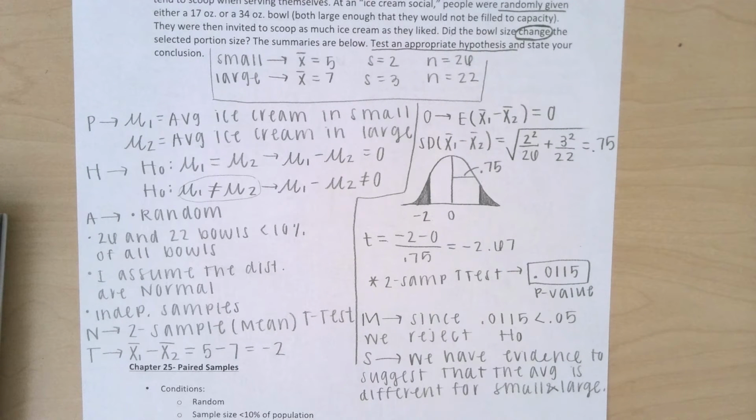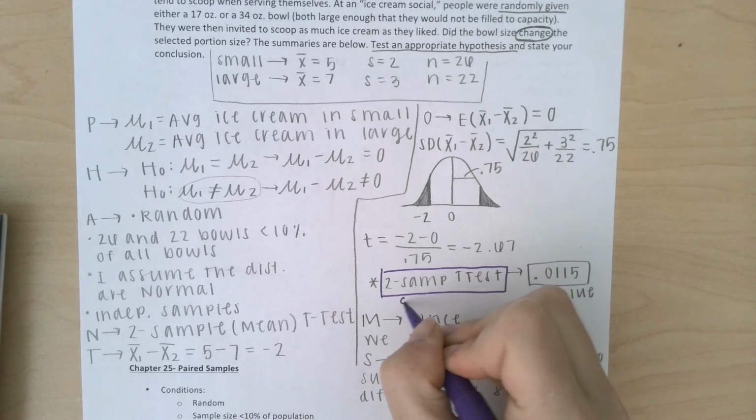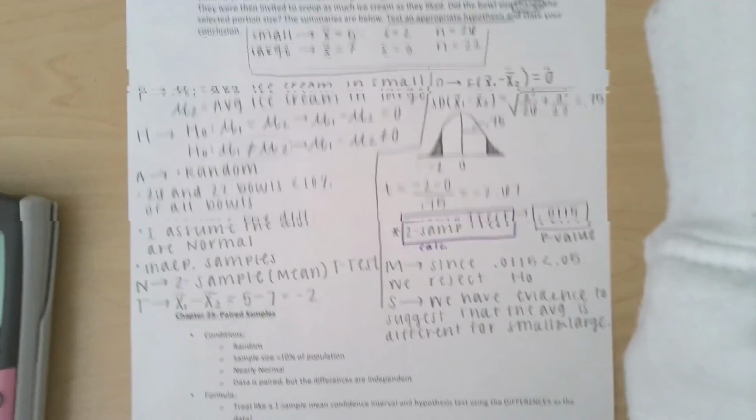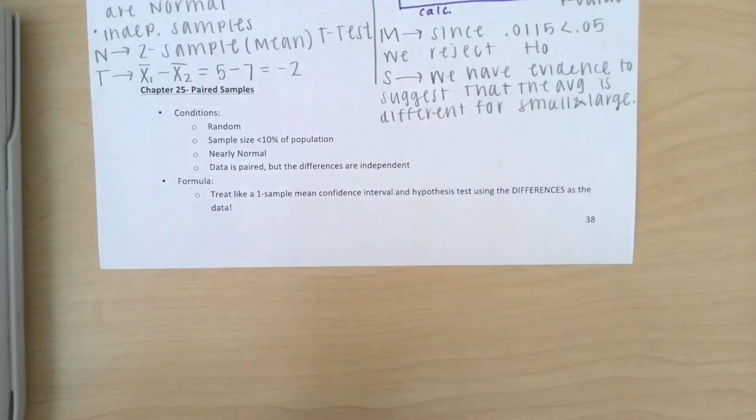Okay, again, make sure you're good with running that test in your calculator. You cannot find this without that calculator, so make sure you're good with that part. There is technically one other type of test that we looked at. This is a paired sample.